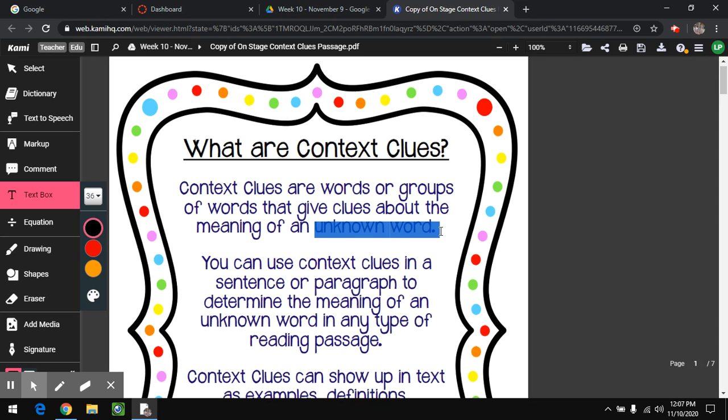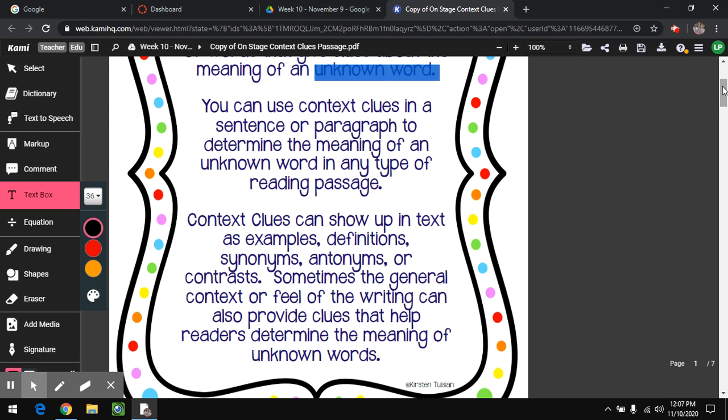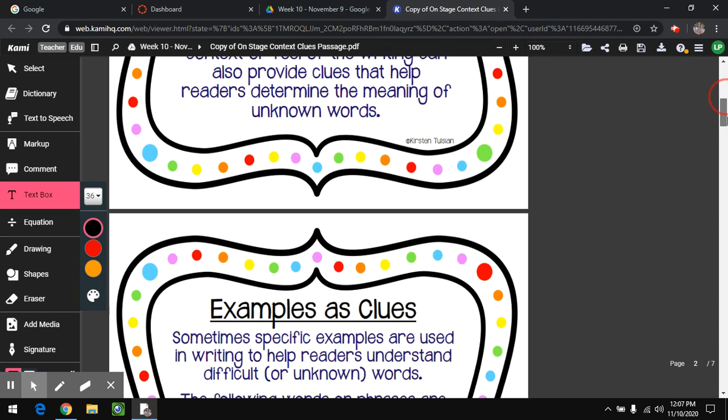Okay? So yesterday, if you did one of those sheets and you knew what the word was that was underlined, you didn't use context clues to help you. Context clues are only about the words that you do not know. Does everybody understand that? So normally it will be the sentence that the word's in, the sentence that comes before it, or the sentence that comes after it that helps you figure out the context of that word and helps you figure out the definition.